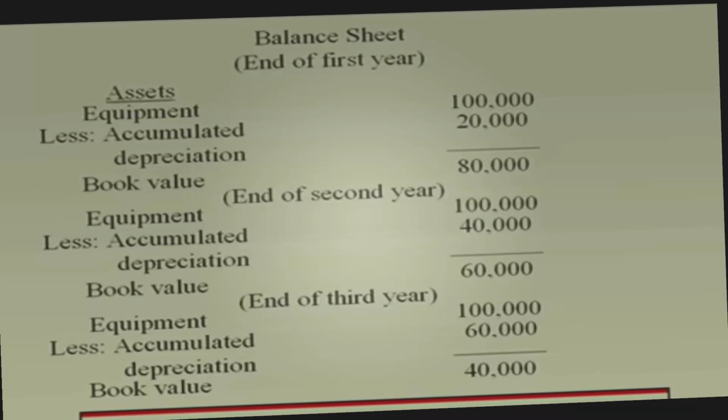How much will it be worth at the end of the fifth year? 0, because equipment would be 100, accumulated depreciation would be 100. The equipment is worth nothing, which means it's written off the books. It's now off the books, because in theory, it's been used up. Is that okay? Let's go on to the next concept.